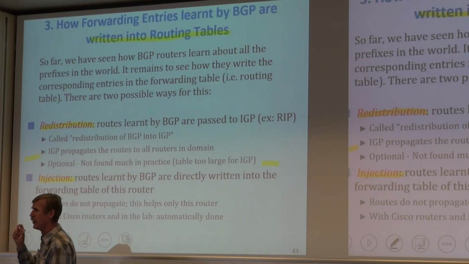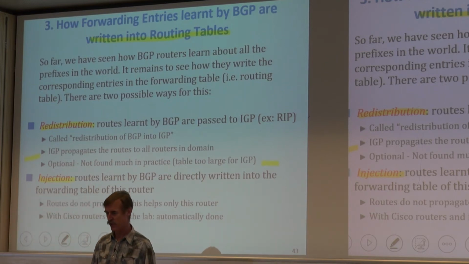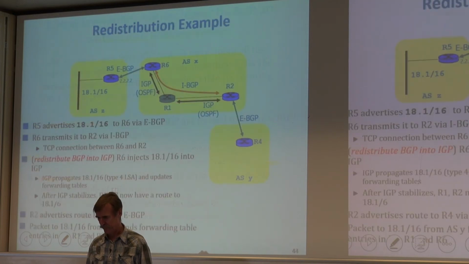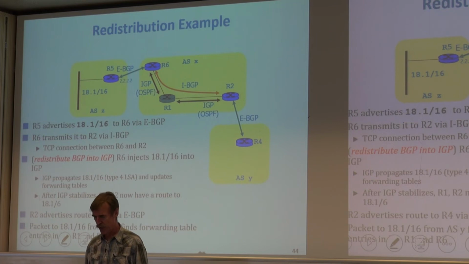If a BGP router at the border of your network knows how to route to China, it will write in its forwarding table: on this link, I can go to China. But the other routers will not know by this mechanism. So we will need something else so that all other routers are able to know this. Here is an example showing how it works.